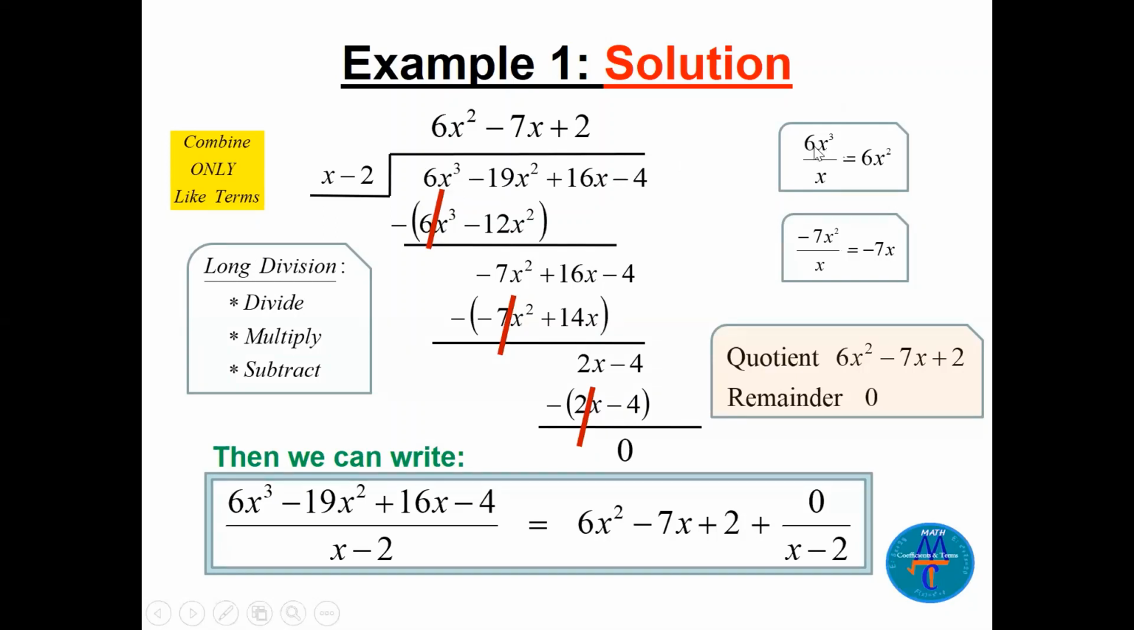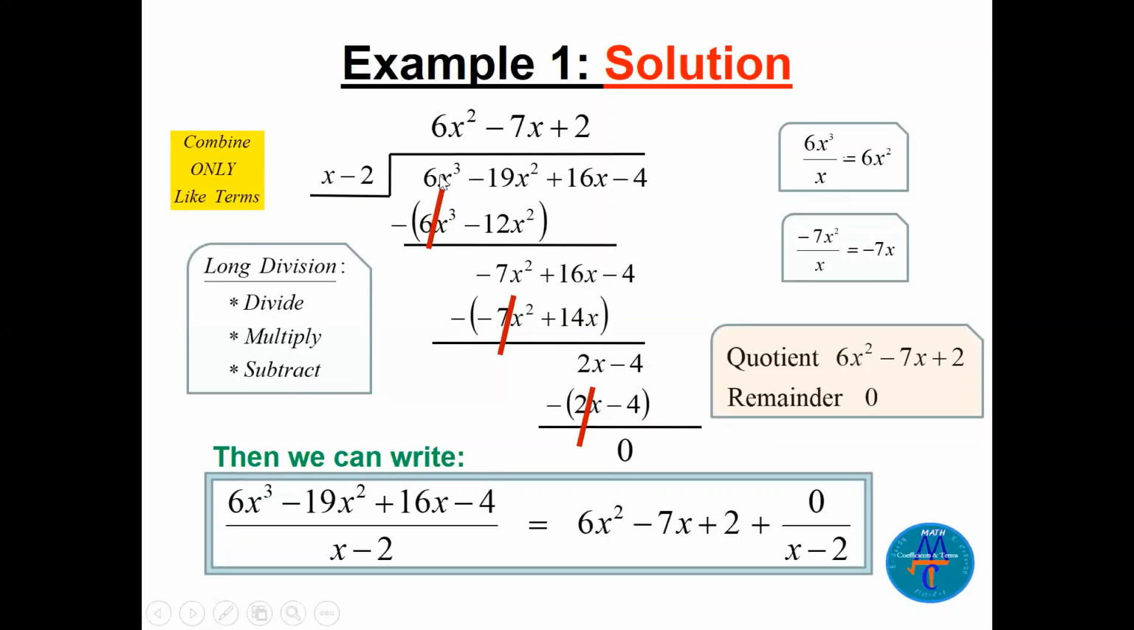So the highest power here is 6x cubed. How do we start? 6x cubed divided by x. This is the highest power here, and this is the highest power. So it will be 6x squared. I write it up, and then I multiply by all this. You see, divide, then multiply. 6x squared times x will be 6x cubed. 6x squared times minus 2 is minus 12x squared. Then subtract, remember. So I put the whole bracket here, then I subtract.